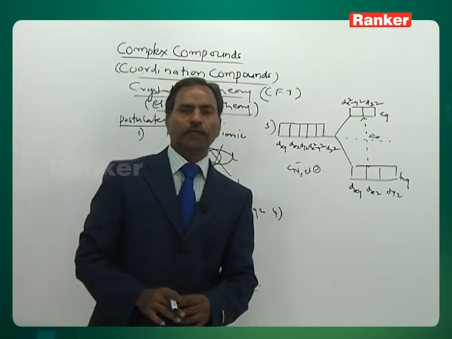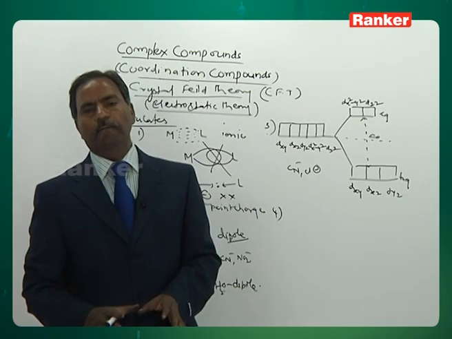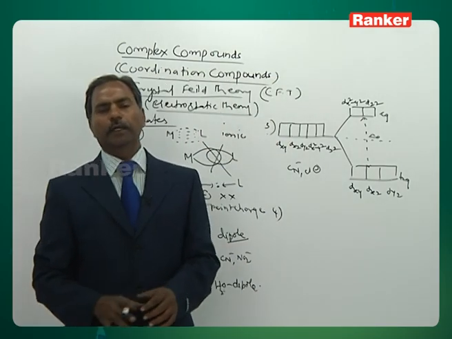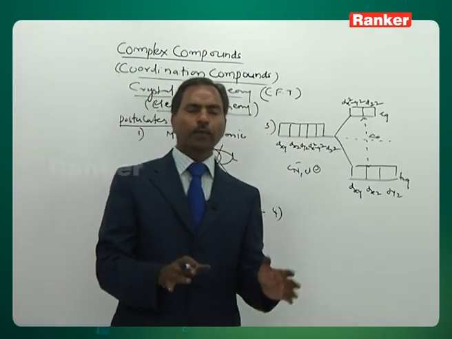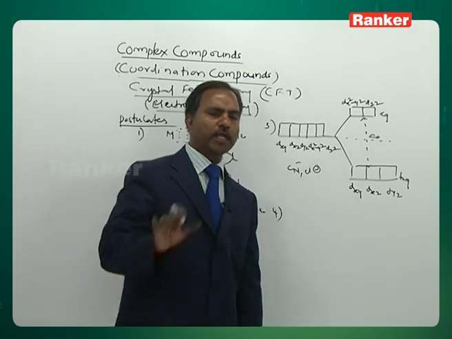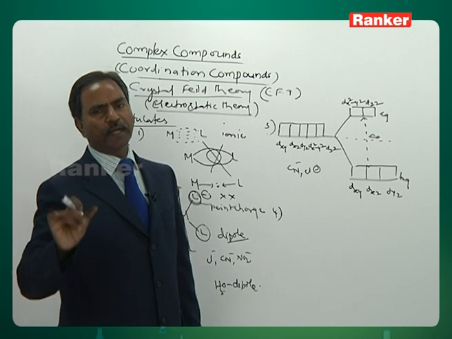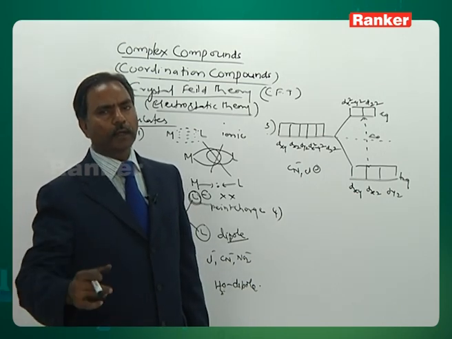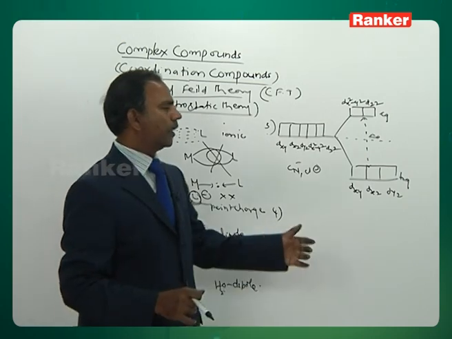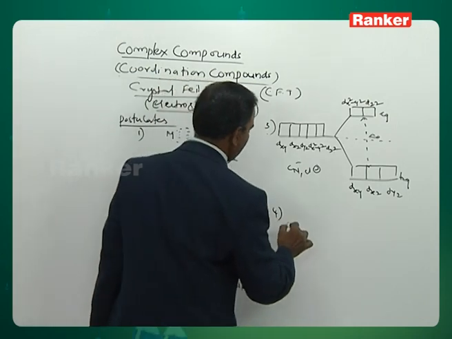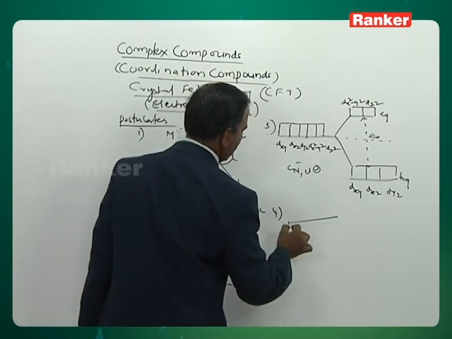Next, according to crystal field theory, we can thoroughly explain the various color properties of different complexes due to d orbital to d orbital electronic transitions. What is this d orbital to d orbital transition?